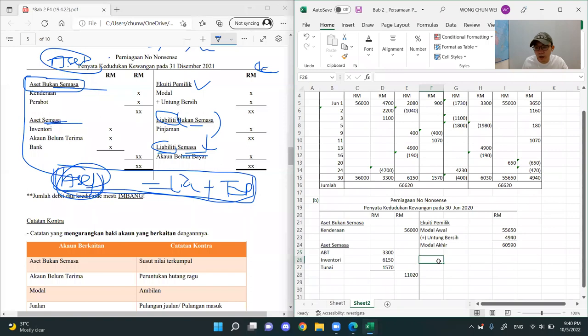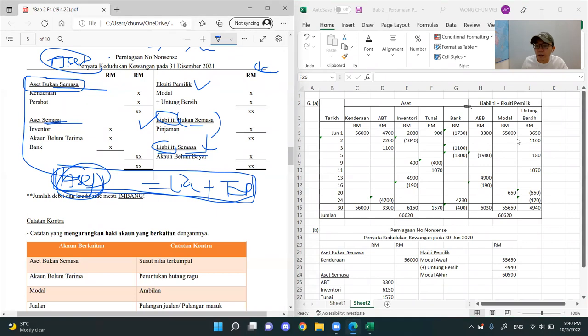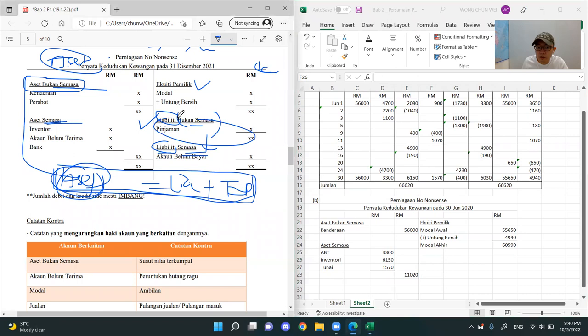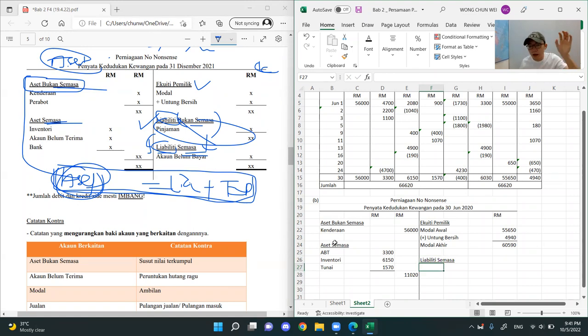All right. Okay. After that, your liability bukan semasa. Okay. Question is, do we have liability bukan semasa in this question? The answer is no. We only have ABB and also overdraft bank, isn't it? So we can skip this one and straight away come to your liability semasa. Underline it. Okay, so all these like big title, we underline it. Asset bukan semasa, you underline. Asset semasa, equity pemilik, liability semasa, you underline. Then only you put the item below it.